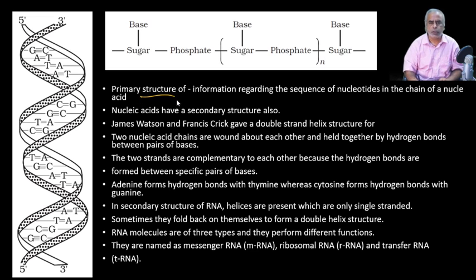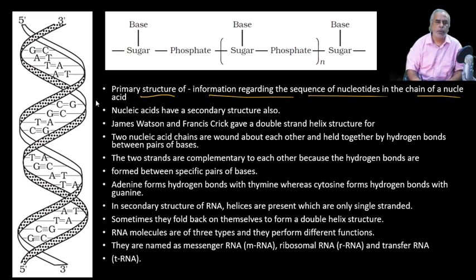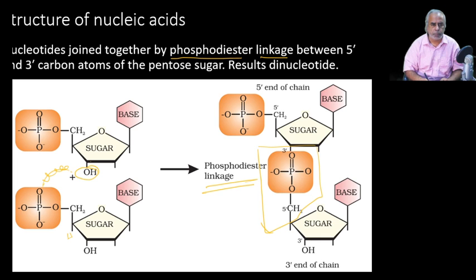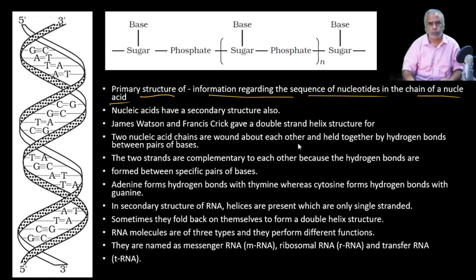The primary structure of nucleic acid gives the essential information regarding the sequence of nucleotides in the chain of nucleic acid. As we already know, you got the sugar, base, phosphate, and through phosphate there is a link. Now sugar, base, phosphate, so N times. So likewise it goes on, and that's why we call it poly. So here, look at this. Polynucleotide, not peptide, polynucleotide. Right.